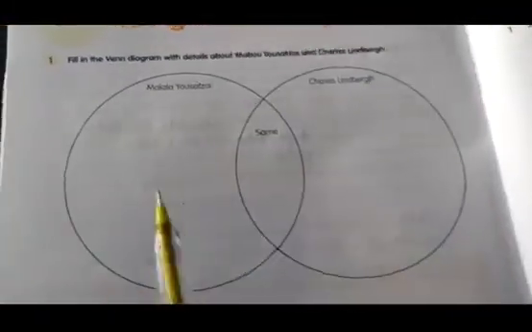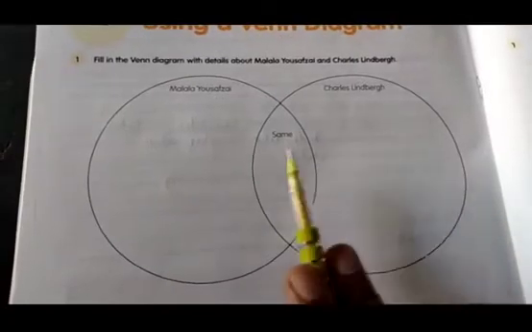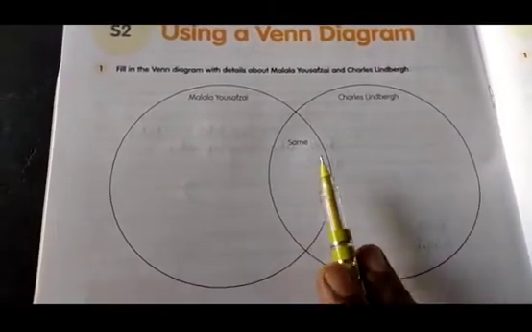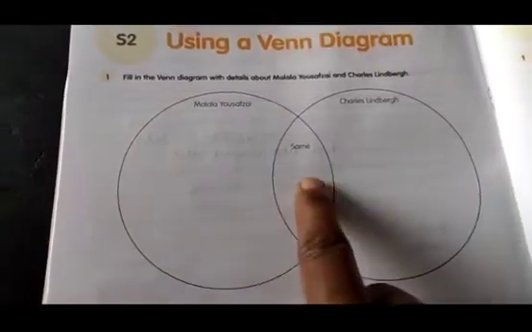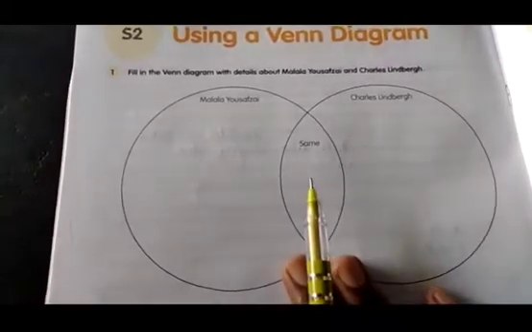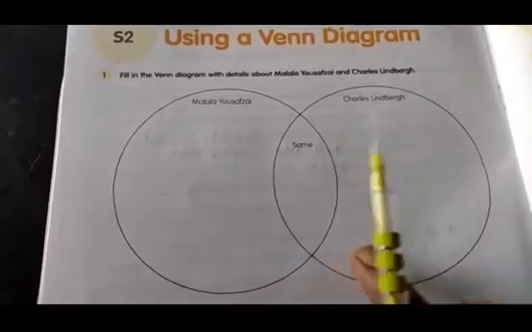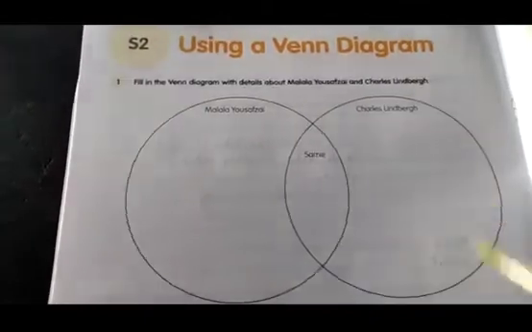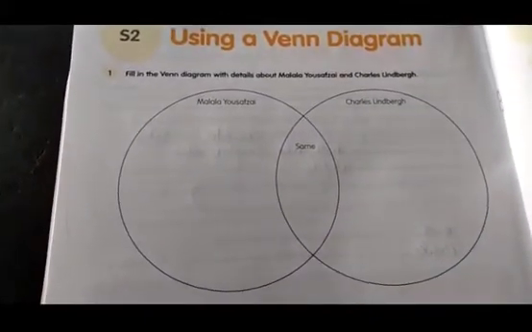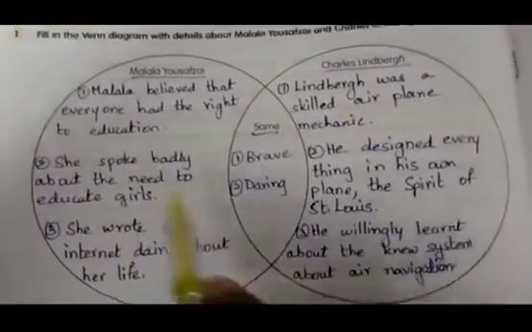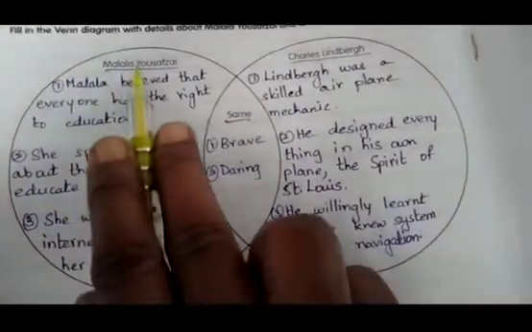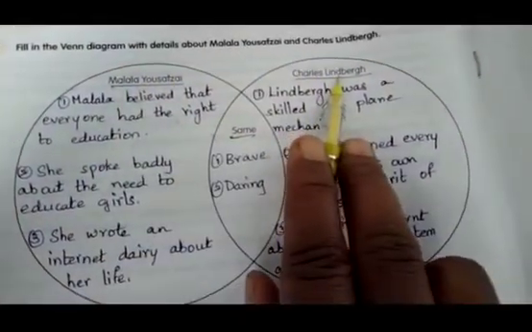See here children, there are two circles and in these two circles you are going to write the differences, and where they are the same you are going to write the similarity, and this is called the Venn diagram. Whenever they ask about a Venn diagram, you have to draw the circles and write the similarities and differences. Yes, see here children, I wrote the differences and the similarity between Malala Yousafzai and Charles Lindbergh.